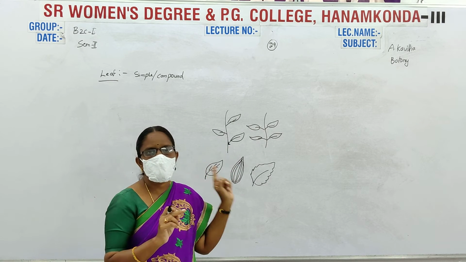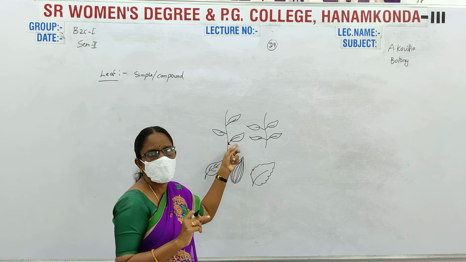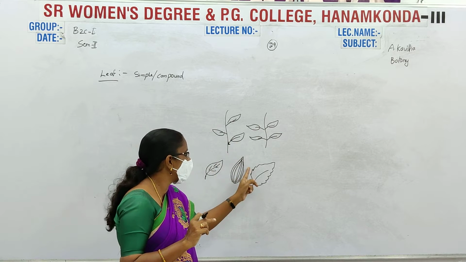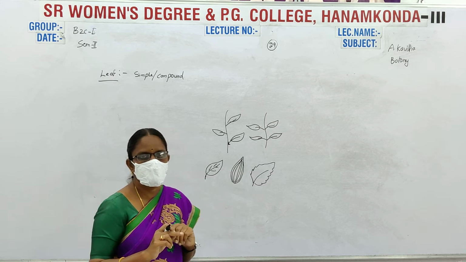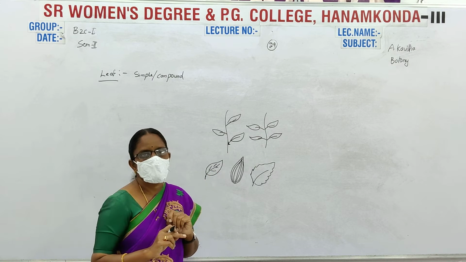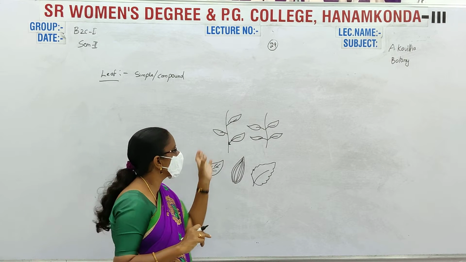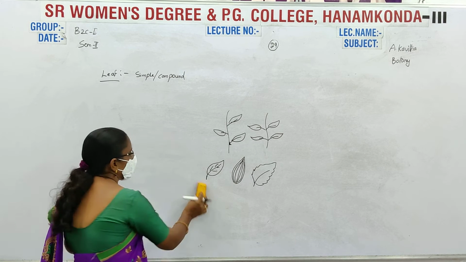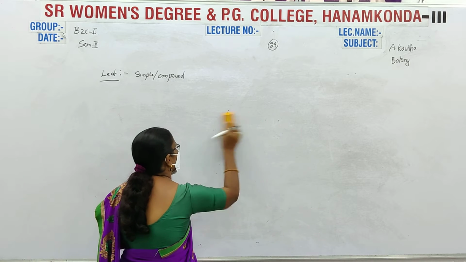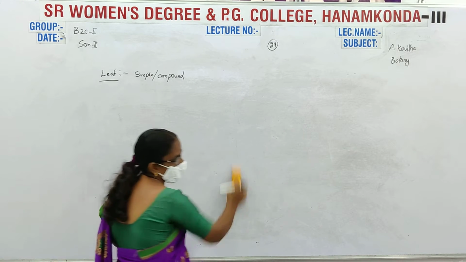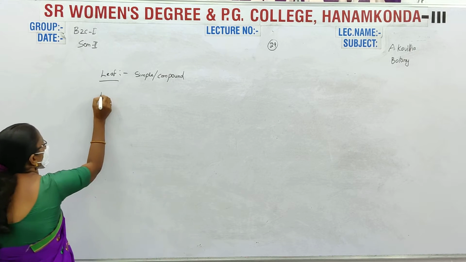Stipules are present or absent: stipulate or exstipulate. And the lamina shape. You observe the lamina shape, the leaf margin, the leaf apex, and the venation, reticulate or parallel. These are the leaf characters. In every family, you observe the leaf characters. First observe the root, the stem, then the leaf, and next the inflorescence.